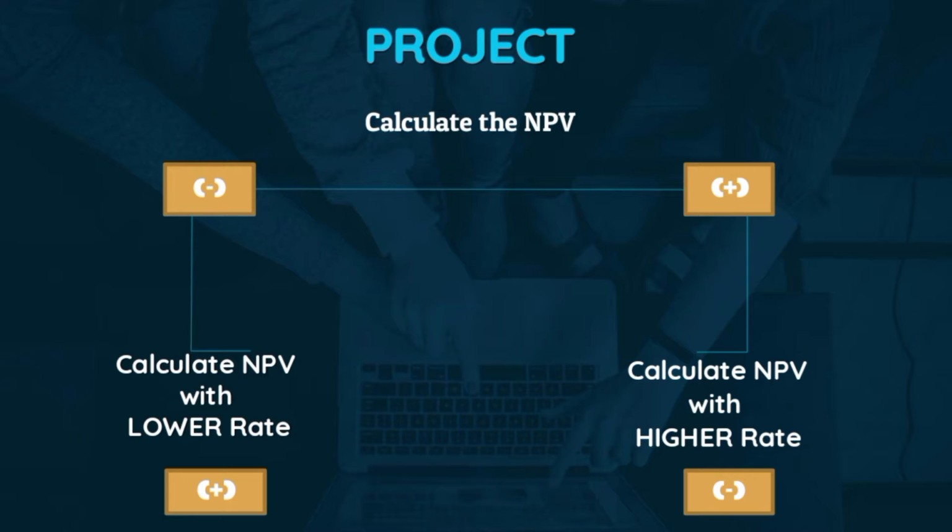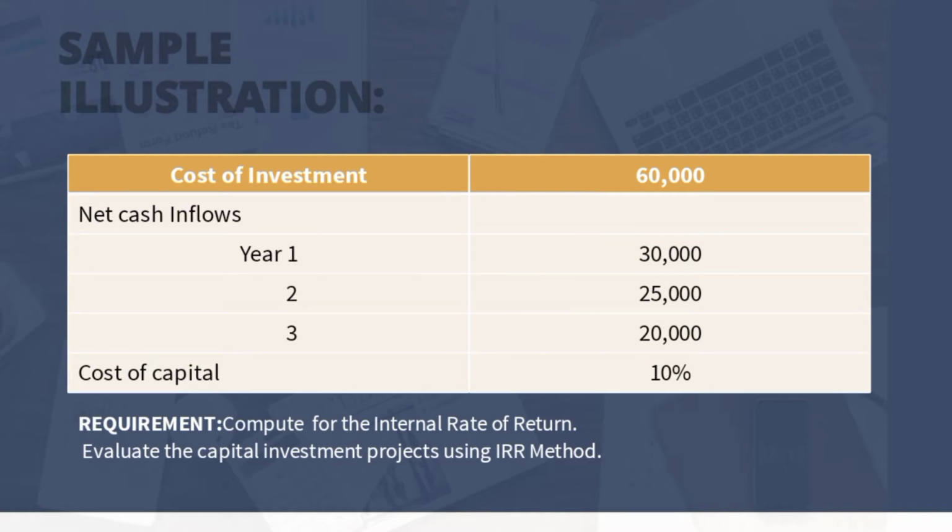Negative NPV and positive NPV, we will try to calculate the rate at which the net present value is equal to 0. So, ang pinaka-goal natin talaga is to get the net present value which is equal to 0. Now, we need to use the formula to solve the IRR. So, in order for us to familiarize the concept, let's have another sample illustration.